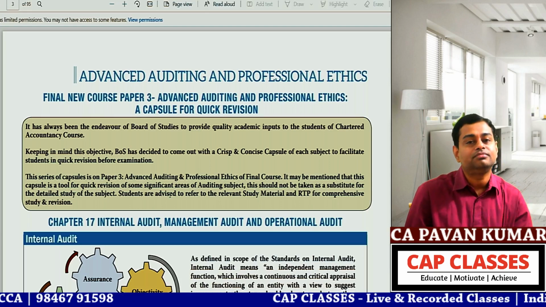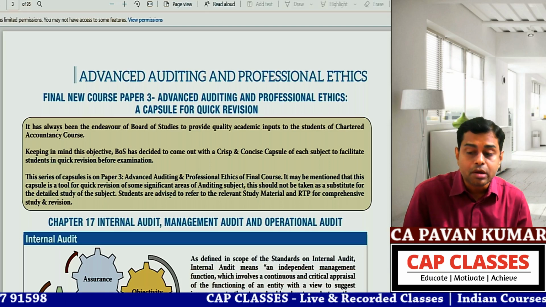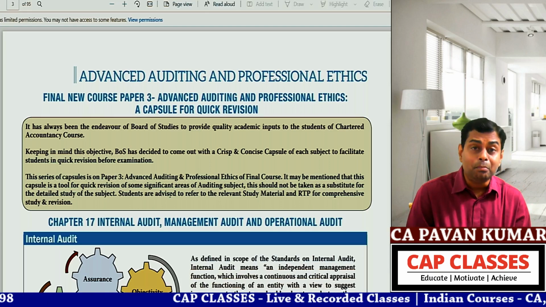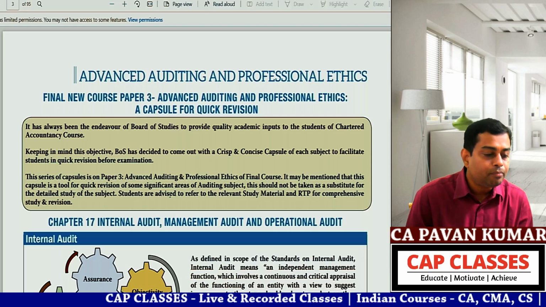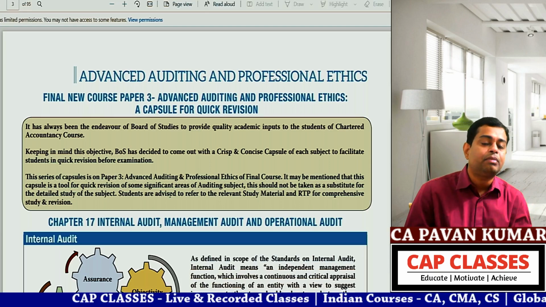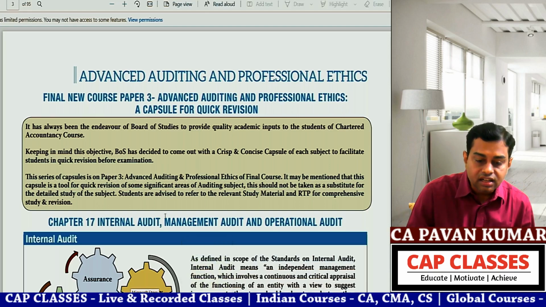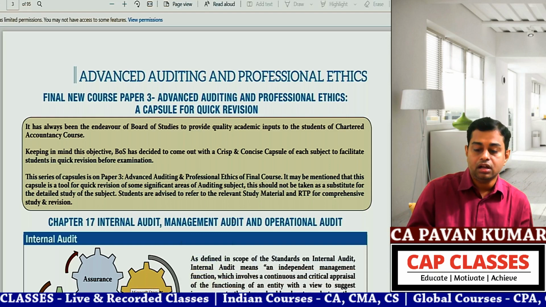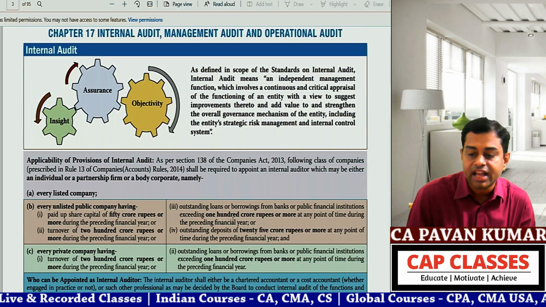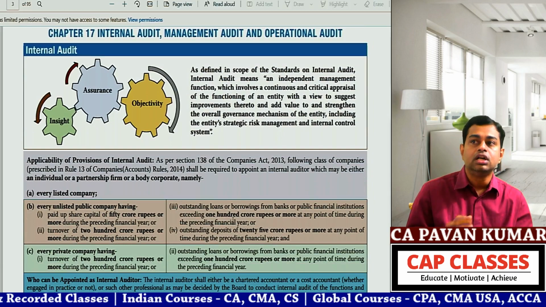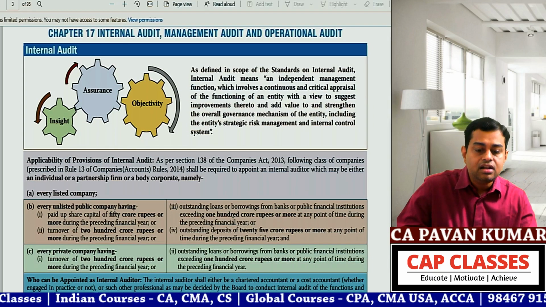Duty first. So in the previous session, if you remember, we completed which topic? Audit of public sector undertakings, correct? We have completed audit of public sector undertakings. Now let us see the next chapter, that is internal audit, management audit and operational audit. This is the topic of the day. So open a new page in your notes and put the heading: Chapter 17, Internal Audit, Management Audit and Operational Audit.